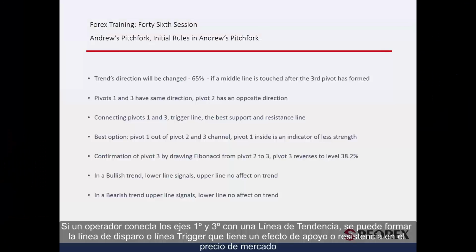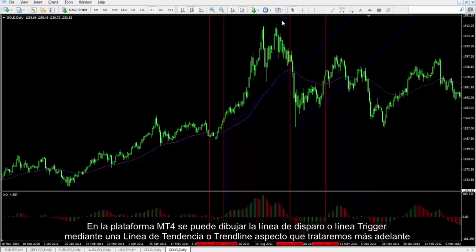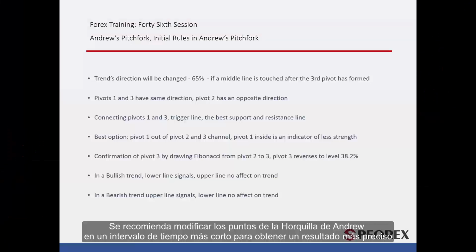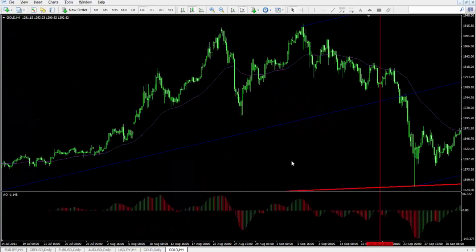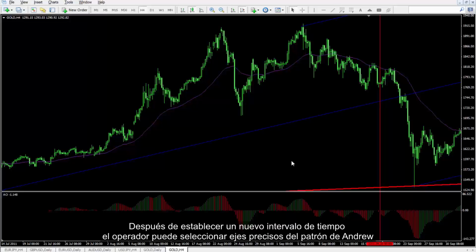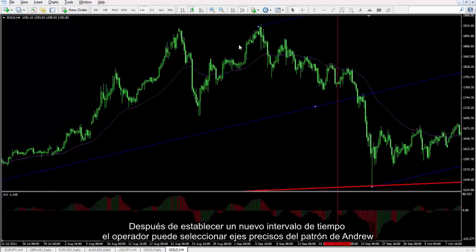If a trader connects the first and third pivots with a trend line, a trigger can be formed which has a support or resistance effect on the market price. On the MetaTrader 4 platform, a trigger line can be drawn by a trend line, which will be discussed later. It is recommended to modify Andrew's pitchfork points in a shorter time frame for more precise results. In the MetaTrader 4 example, the time frame was D1, which can be set to H4. After setting a new time frame, a trader can select precise pivots of Andrew's pattern.